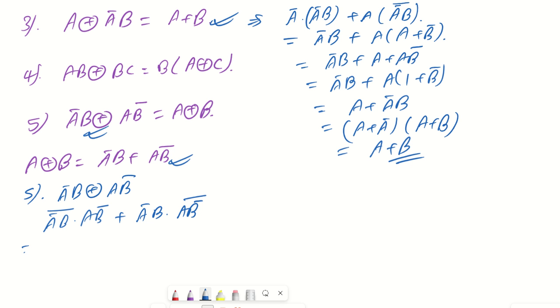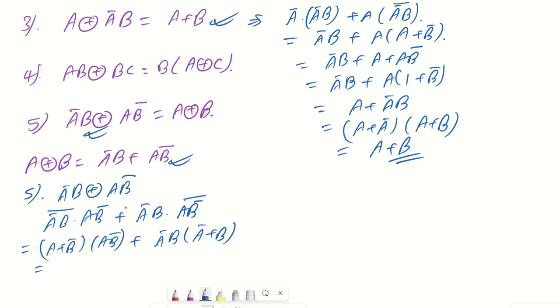Now what are we going to get here? This is a very good expression. If you want, you can prove it by yourself as well. Pause the video and try to do it by yourself. Now what will happen? We can write it down as A plus B bar into A B bar by De Morgan's theorem, plus A bar B into A bar plus B.